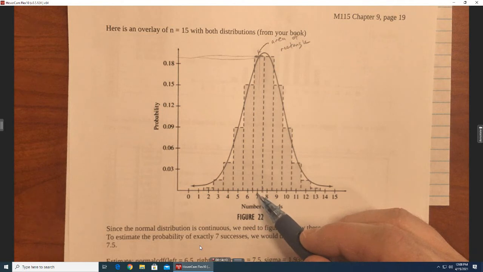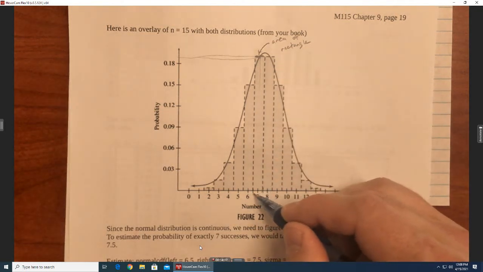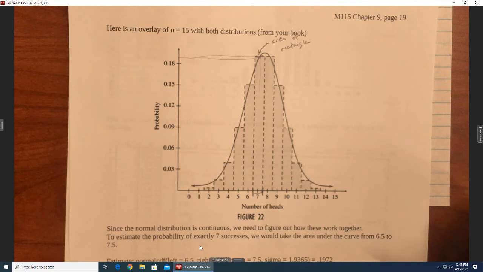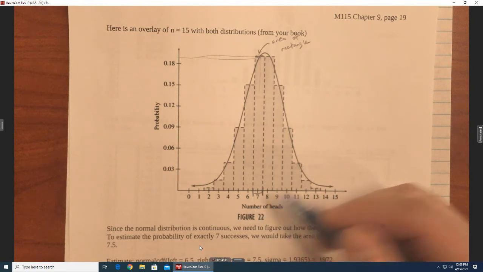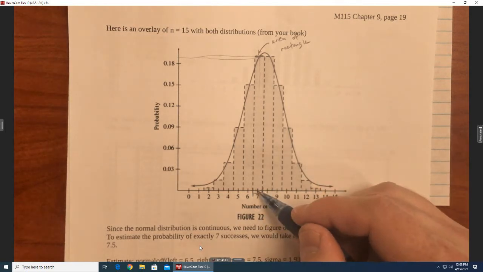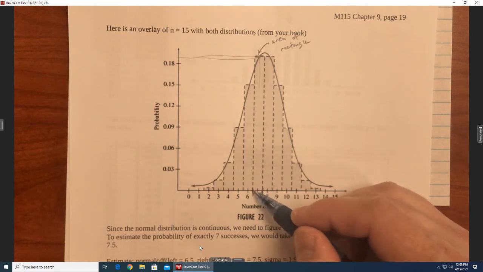And if you look at what happened with these rectangles when I was counting this, if I'm trying to find the probability of getting 7 heads, I'm going from 6.5 heads to 7.5 heads. Now, of course, the probability of getting anywhere between 6.5 and 6.9 heads is actually 0. You can get 7 heads or 6 heads. You can't get anywhere between them.